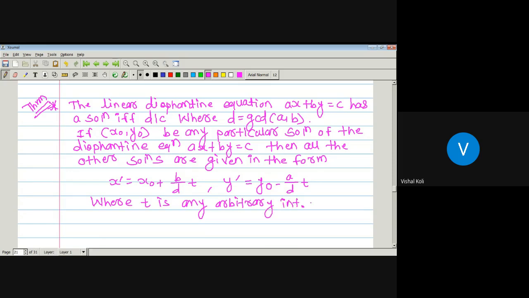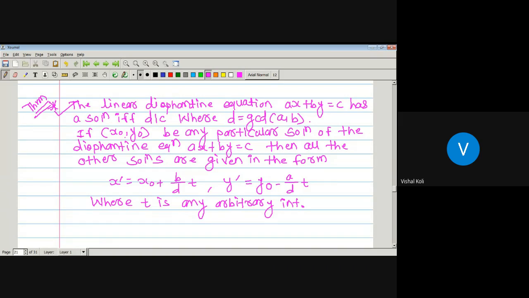Okay, so here the linear Diophantine equation ax plus by equal to c has a solution if and only if d divides c, where d is the GCD of a and b, and that one we have already proved in the previous theorem. And in this theorem, we have to prove that whenever x naught, y naught be any particular solution of the Diophantine equation ax plus by equal to c, as from this one the given linear Diophantine equation has a solution, then we have taken particularly x naught, y naught as the particular solution.